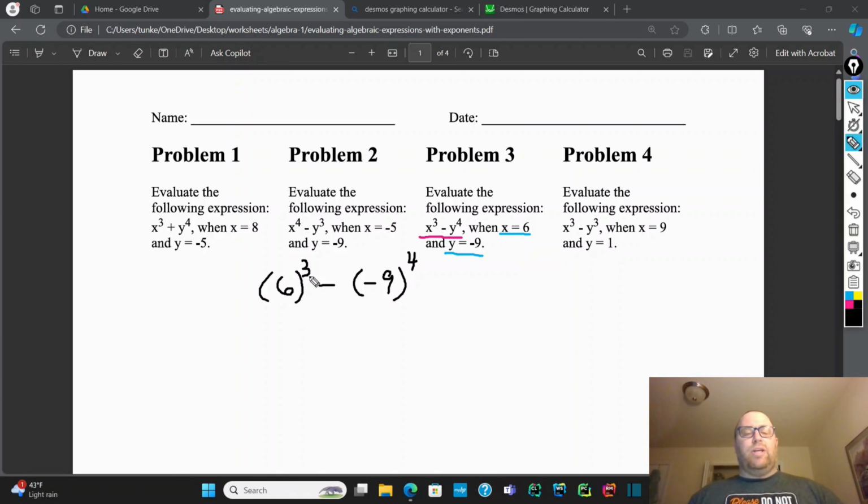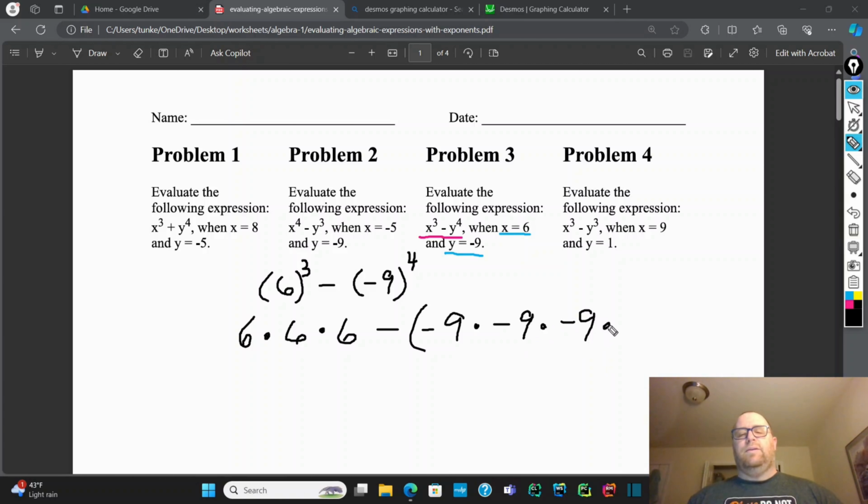But 6 cubed is going to be 6 times 6 times 6. So 6 times 6 times 6 minus, and then we're going to do negative 9 times negative 9 times negative 9 times negative 9. Okay, so 6 times 6 times 6 is going to be 216. And then we're going to subtract. Okay, so let's put these together.